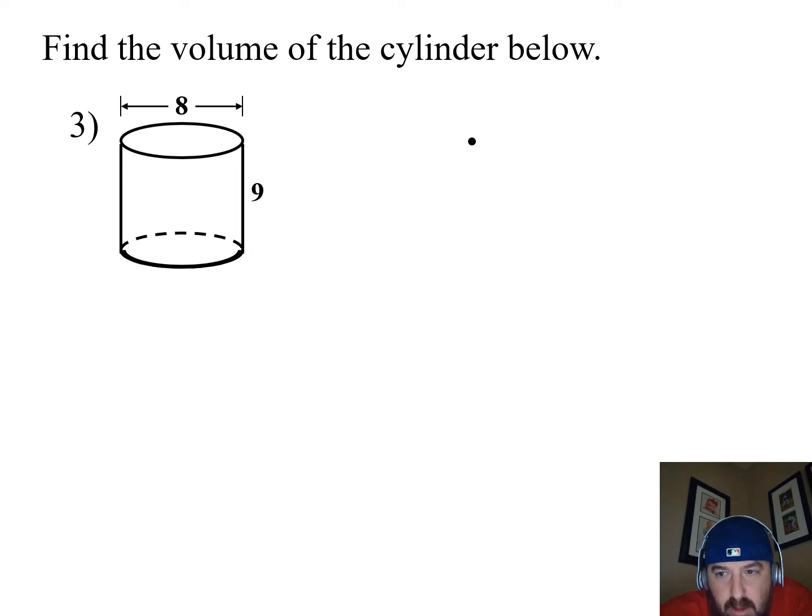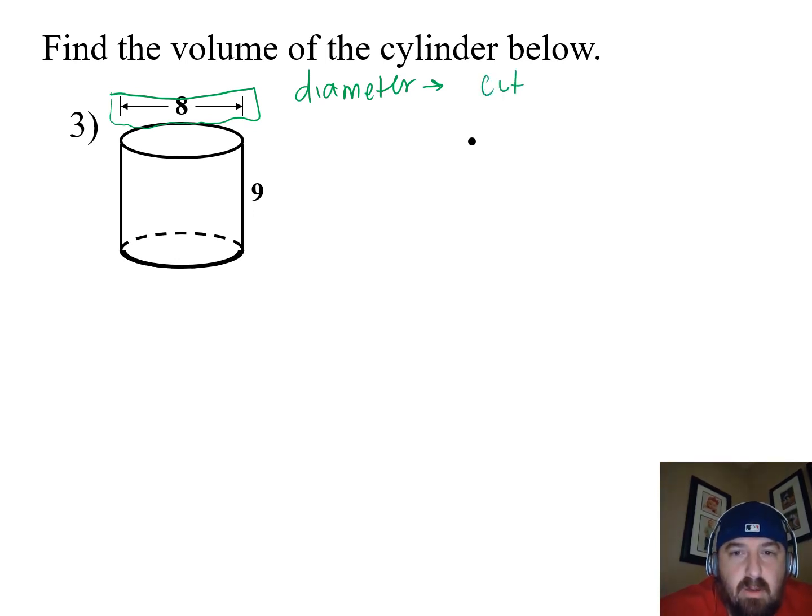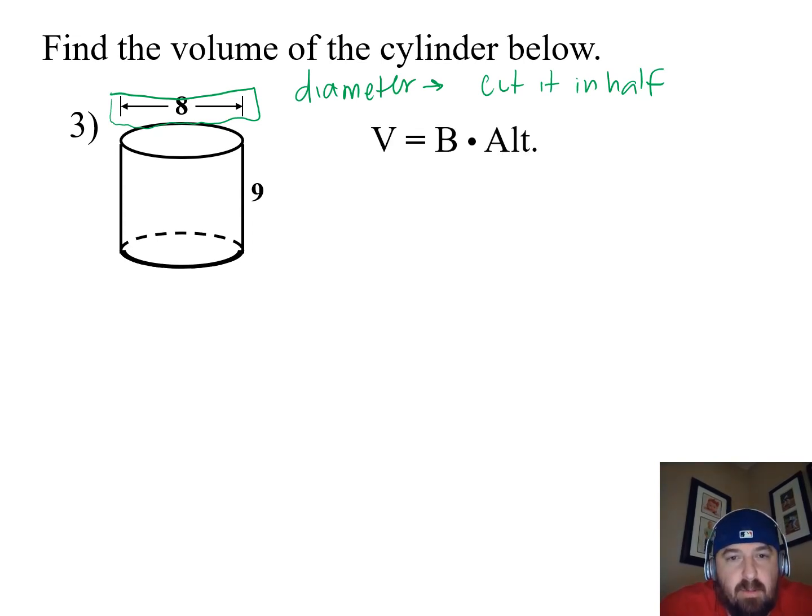So this example I wanted to show you because if you notice, they don't give you the radius. What do they give you right here? See how they have the line that goes all the way across? If you remember, the line that goes all the way across is called the diameter. So when they give us the diameter, we have to cut it in half. So we're going to cut that in half when we do this problem here.